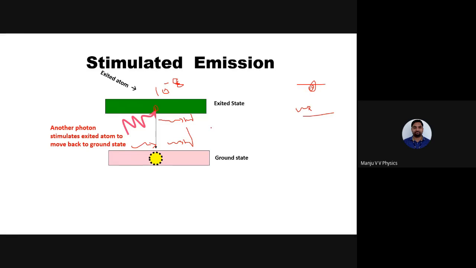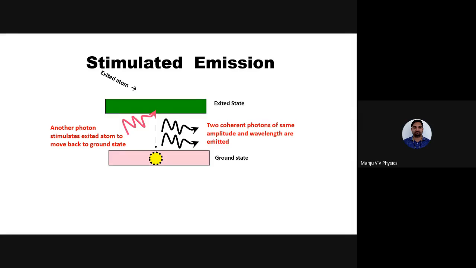So how many photons? There are two photons. These two photons will be coherent, with the same amplitude and the same wavelength. What is the meaning of same wavelength? What does it indicate? Suppose a light has a constant wavelength, what is the meaning of this?